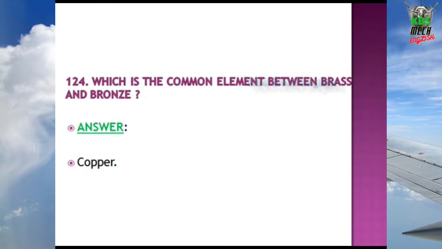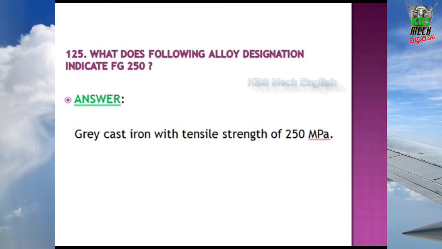Question number 124. Which is the common element between brass and bronze? Answer. Copper. Question number 125. What does the following alloy designation indicate? FG250. Answer. Gray cast iron with tensile strength of 250 megapascal.